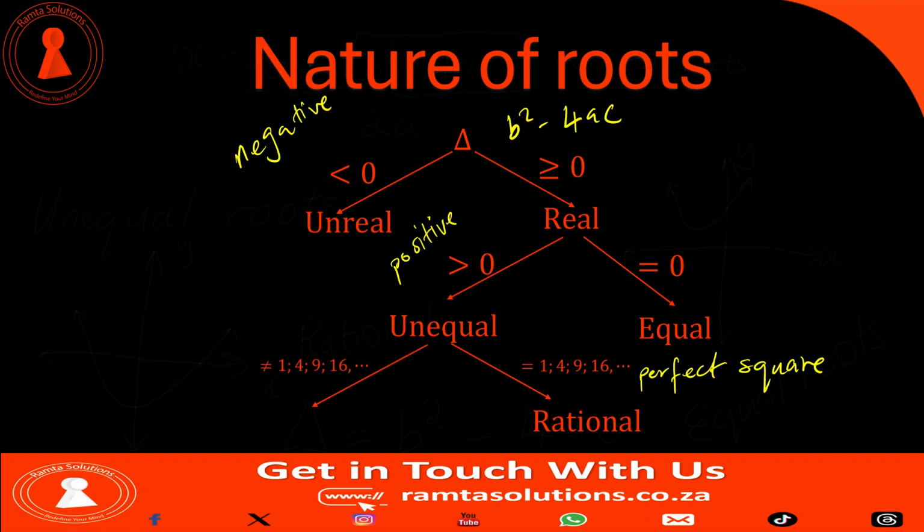Now if your roots are not equal to a perfect square, they are irrational. Remember, guys, a rational number can be written as a fraction in the form a over b, and irrational cannot be written in the form a over b. So this is now a revision of your grade 10 number systems, right? This is what we have.